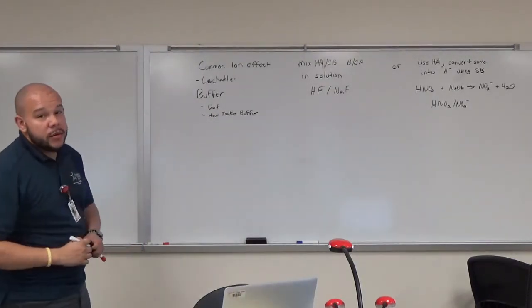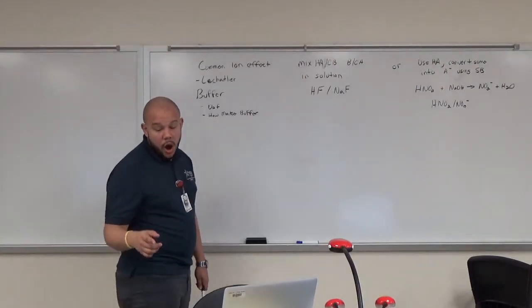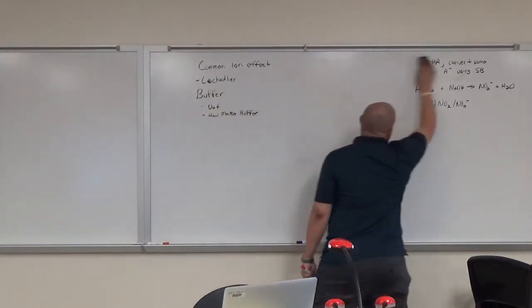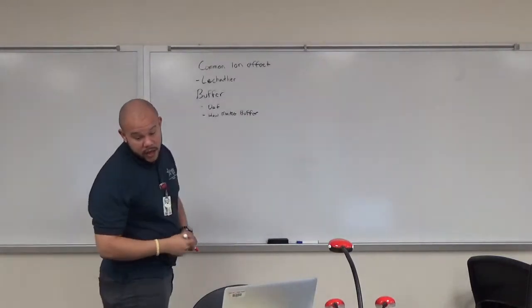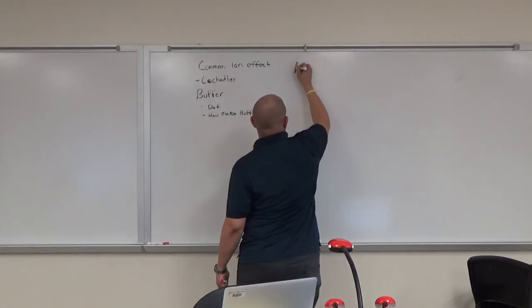What we first need to be able to do, and there's some problems on the computational side, but we need to be able to recognize which ones are and which ones are not. So let's take a look at our in-class worksheet and let's look at each of these. So the first one, HNO3, NaNO3.